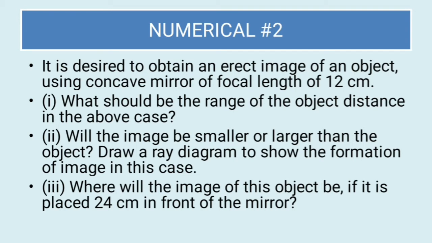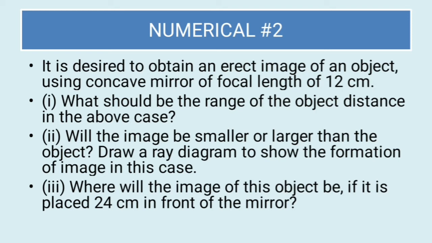And the third question is, where will the image of this object be if it is placed 24 centimeter in front of the mirror? Now, starting with the first part of the question, what should be the range of the object distance? If we already know the focal length, what should be the range of the object distance in the above case?